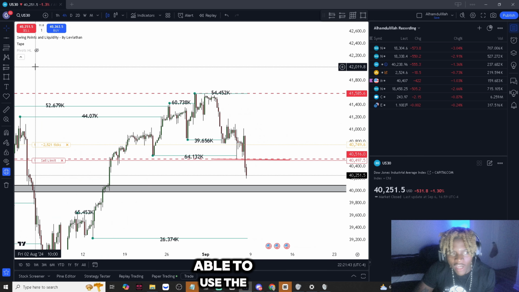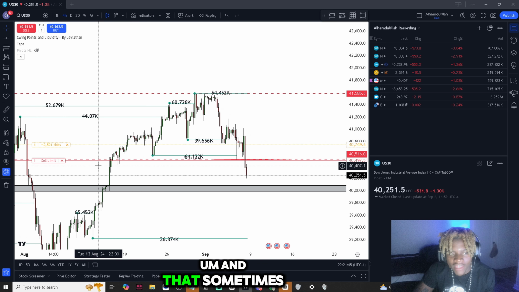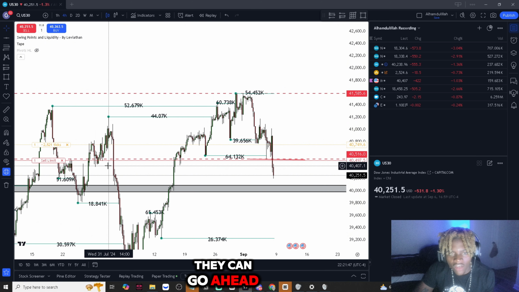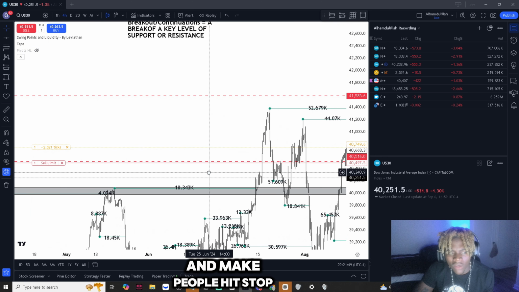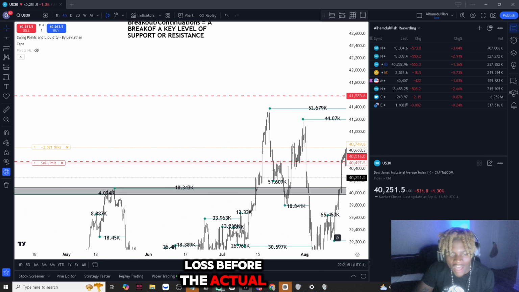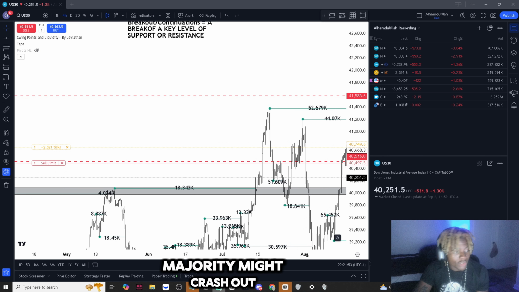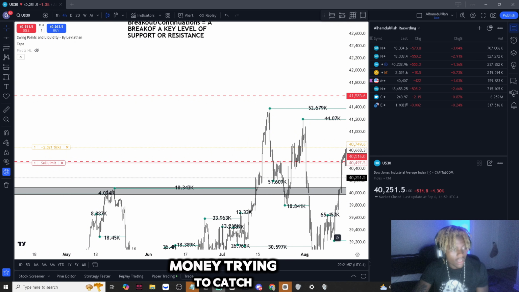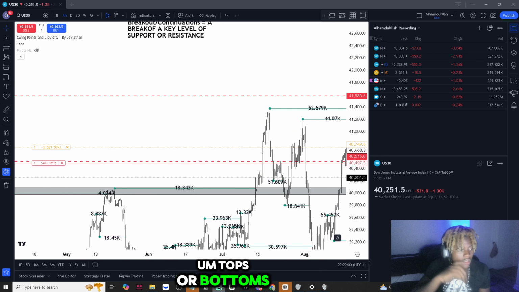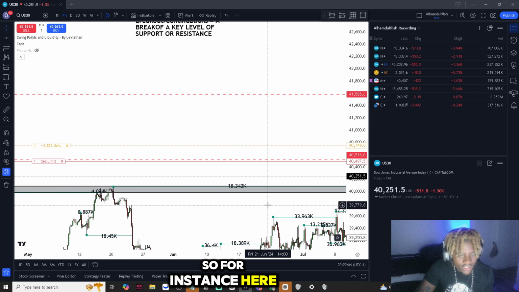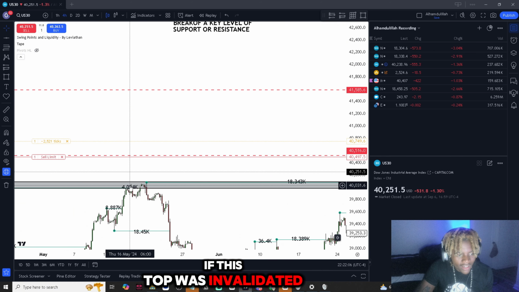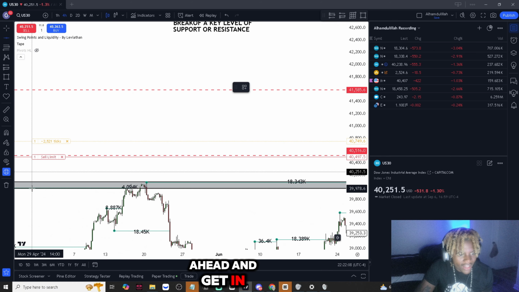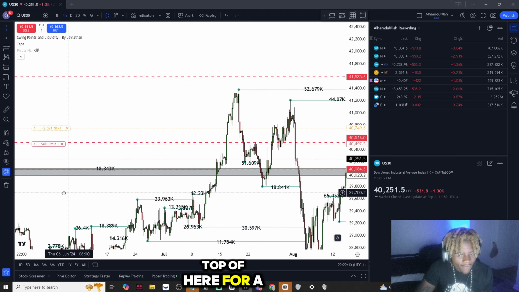This is because you're able to use the tape indicator, and sometimes reversals can take a long time and try to fake people out and make people hit their stop loss before the actual move happens, and that's where the majority might crash out their account or lose a lot of money trying to catch tops or bottoms, right? But when you're catching breakouts, you're able to clearly see, okay, for instance here, if this top was invalidated, then you would be able to get in right here at the top of here for a breakout setup.